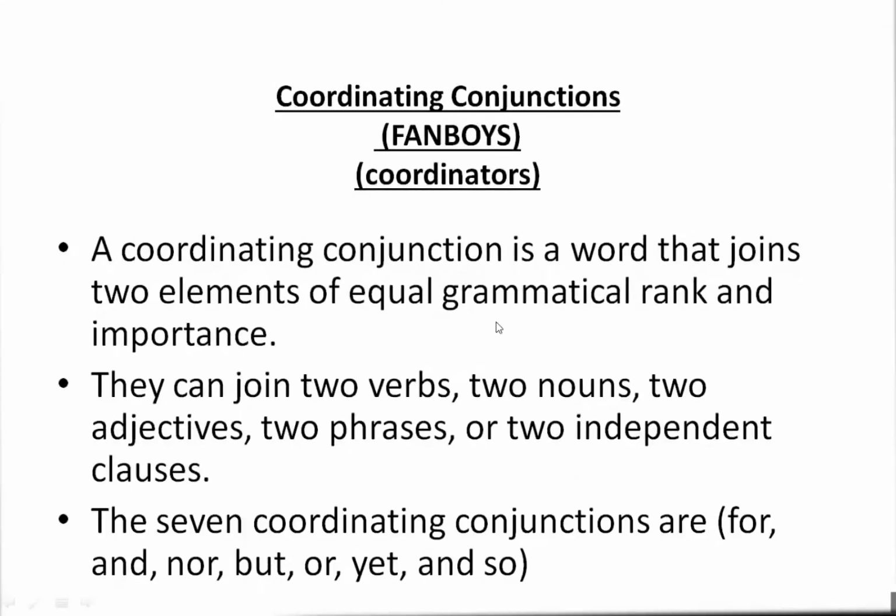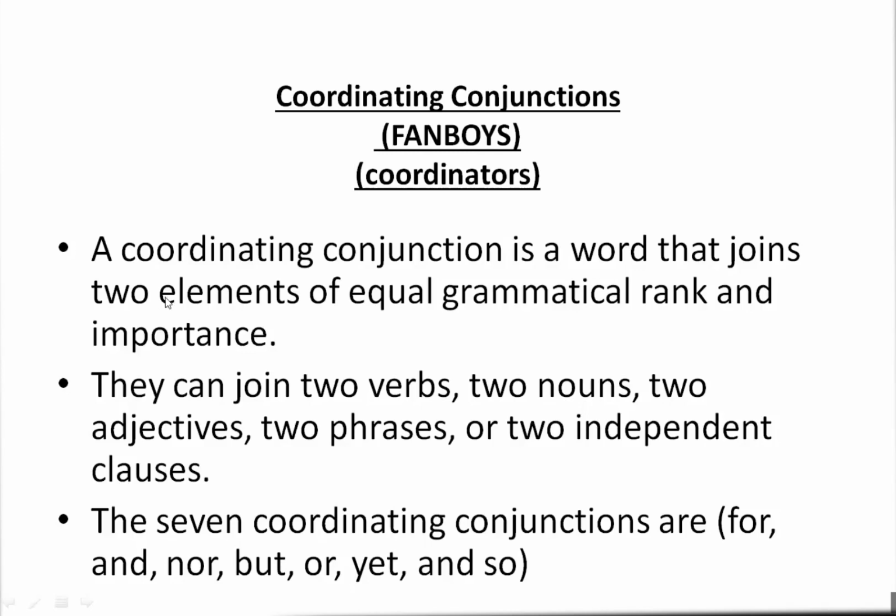Okay. Now let's look at the coordinating conjunctions. We can also call them the fanboys, and we can also call them coordinators. A coordinating conjunction is a word that joins 2 elements of equal grammatical rank and importance. So both of them have the same value. That's why we call them coordinators, because they join 2 elements which are equal to each other. Unlike the subordinators that we're going to discuss in the next lesson that combine 2 elements, one of them is dependent and the other one is independent.